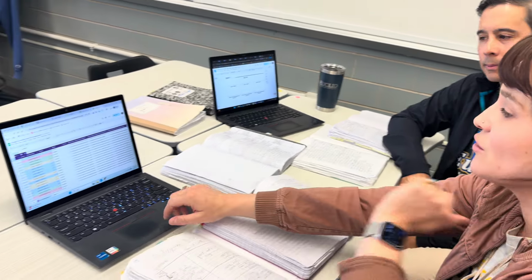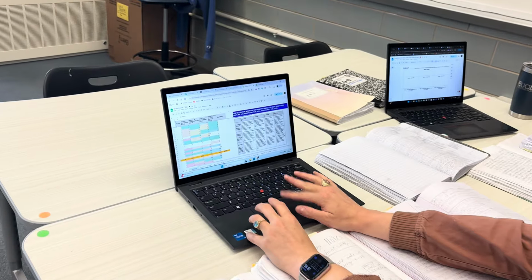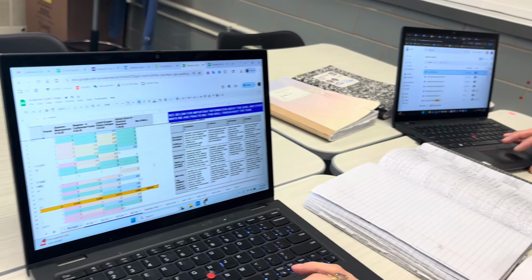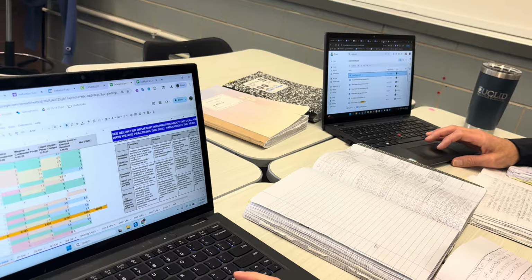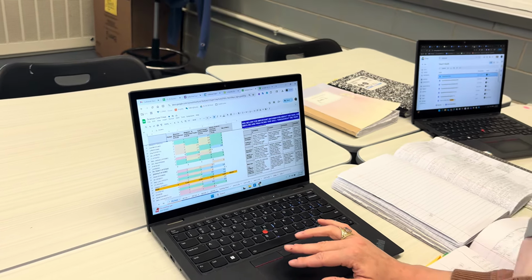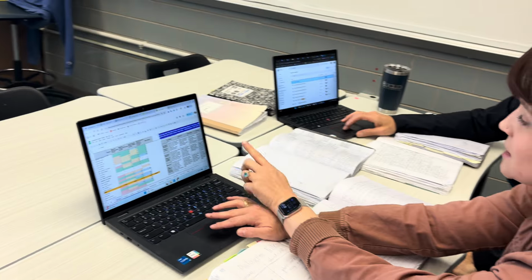How do you track your data? Yeah, so we have our rubrics. We each have our own data table, and over the course of the year, we have the student and the period and then their baseline before we even introduce this rubric.